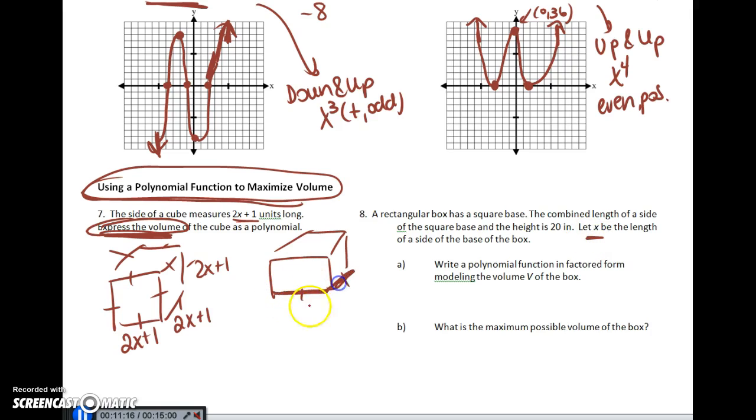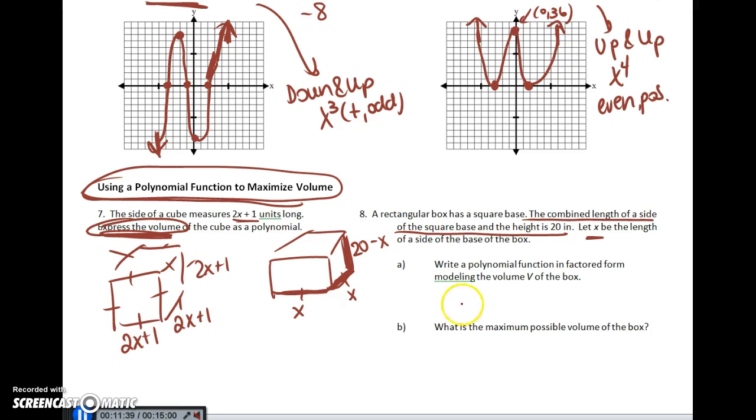So if this is the base of the box, it says let x be one side, so this side also has to be x. The other thing it tells us is the combined length of a side of the square base and the height is 20. So this and this together have to make 20. We'll call this one 20 minus x, because when we combine the two and add them, we just get 20.